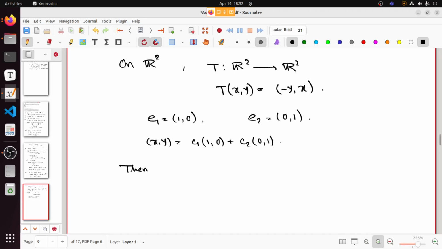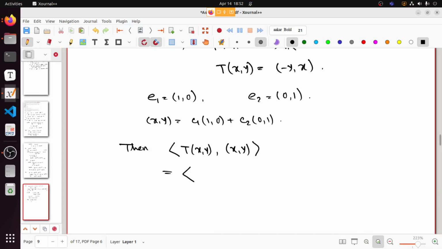Then T of (x, y) we can write. So what it will be? T of c1 (1, 0) plus c2 (0, 1). Sorry, here it will be the (x, y), not c1, c2, because these are explicit.